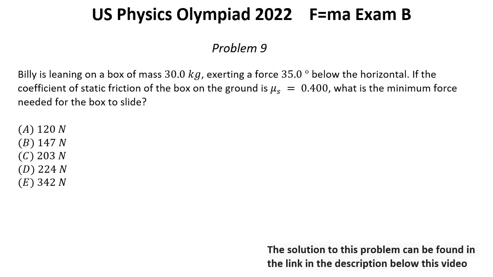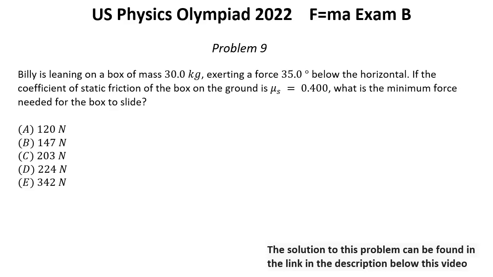Problem number 9. Bill is leaning on a box of mass 30 kilograms, exerting a force 35 degrees below the horizontal. If the coefficient of static friction of the box on the ground is mu s equal 0.4, what is the minimum force needed for the box to slide? Solution for problem number 9.